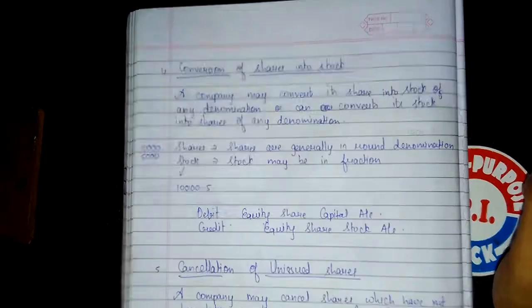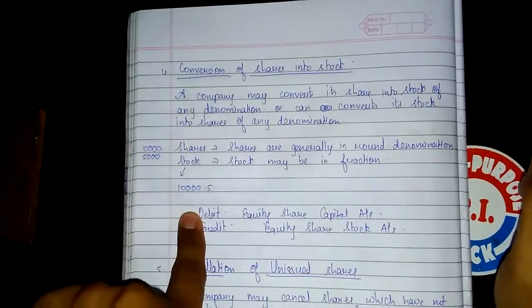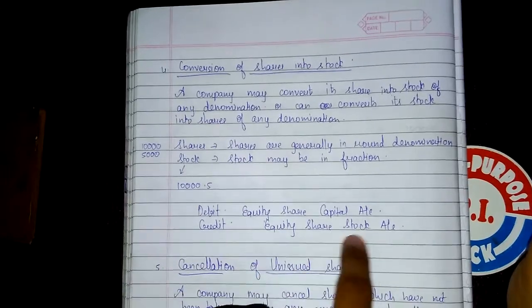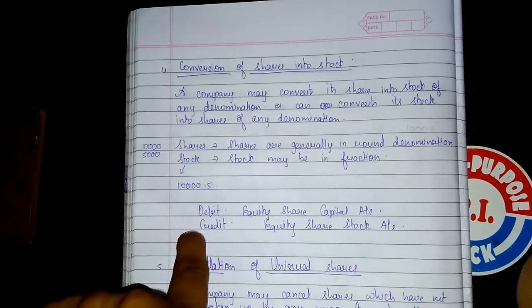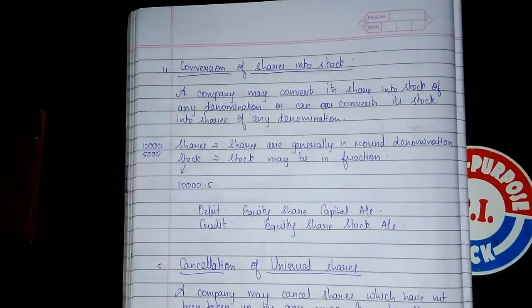The journal entry for conversion of shares into stock is equity share capital account debit to equity stock account credit. Okay, I hope this is quite simple. Please pause the video and copy this much.